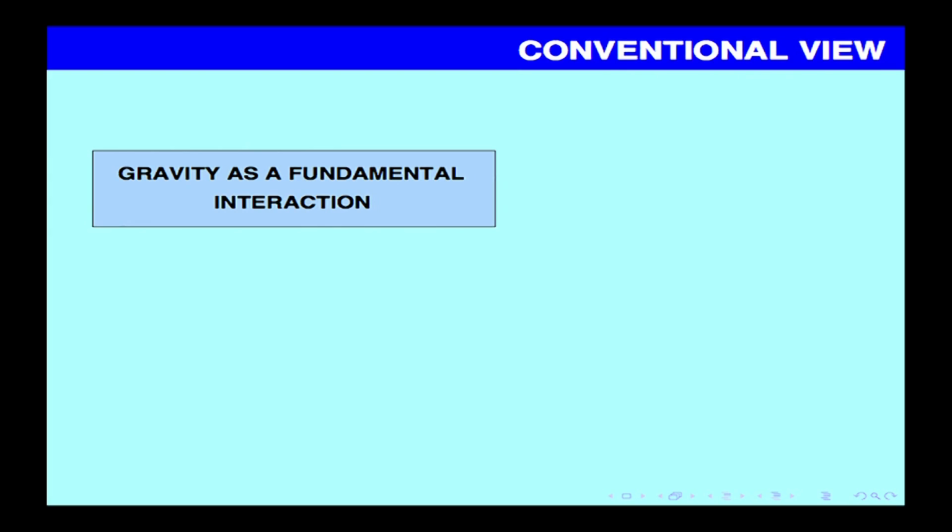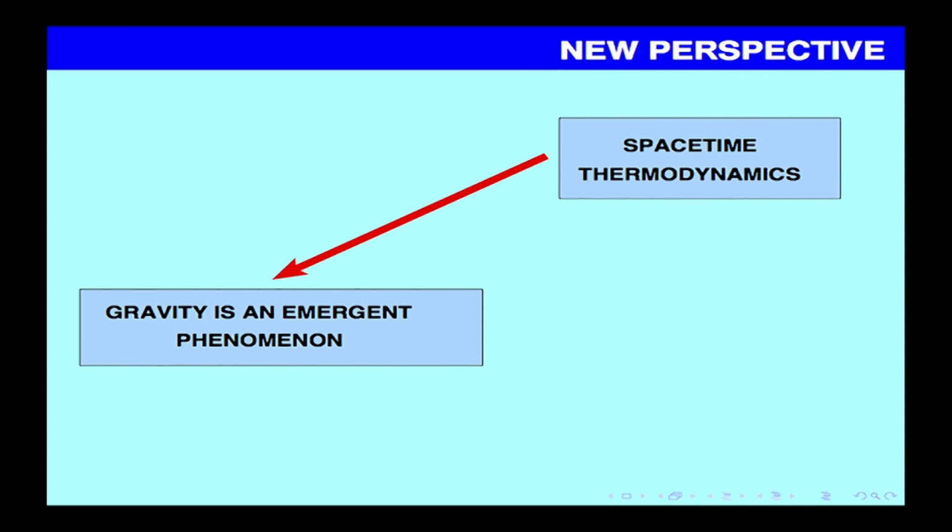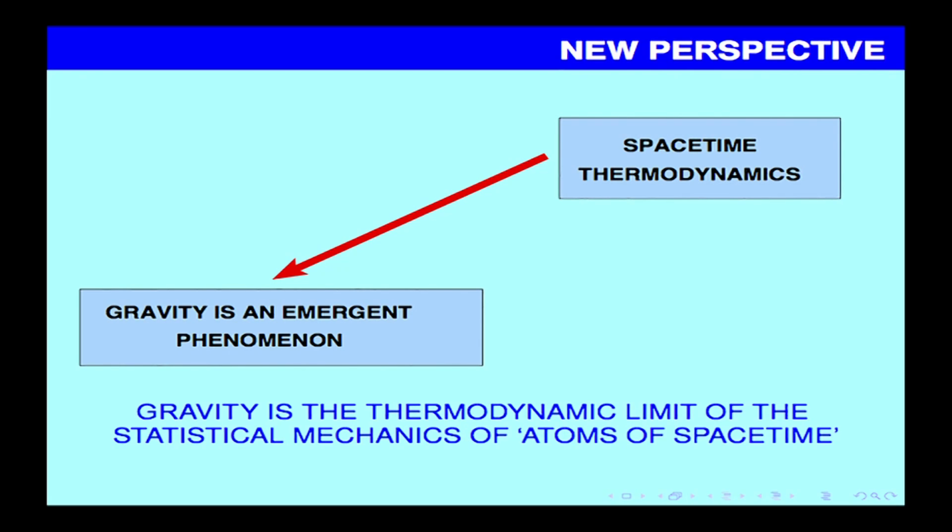Okay, so this is the conventional point of view. You think of gravity as a fundamental interaction, and there are some special solutions in which you will have space-time thermodynamics, etc. So, the new perspective is to turn it upside down and say that the space-time thermodynamics and the microscopic degrees of freedom underlying that are more fundamental, and gravity is an emergent phenomenon. It is something like the statistical mechanics of atoms of space-time, and you take the thermodynamic limit of that.